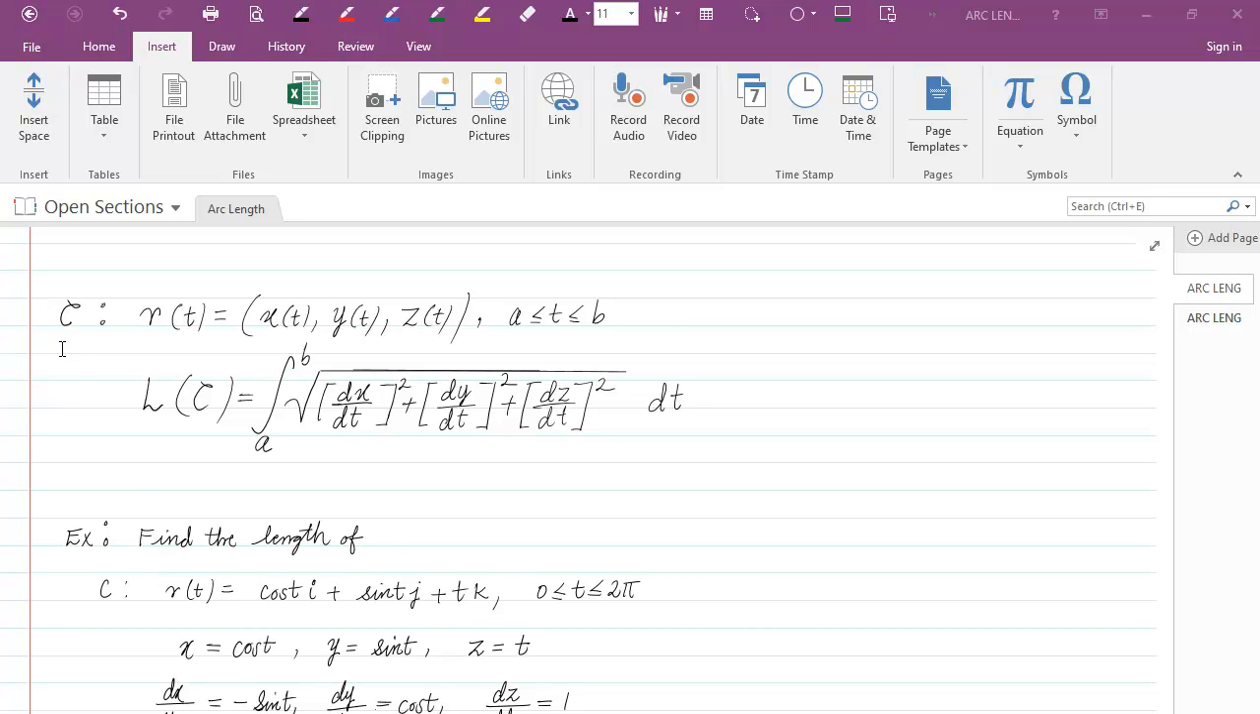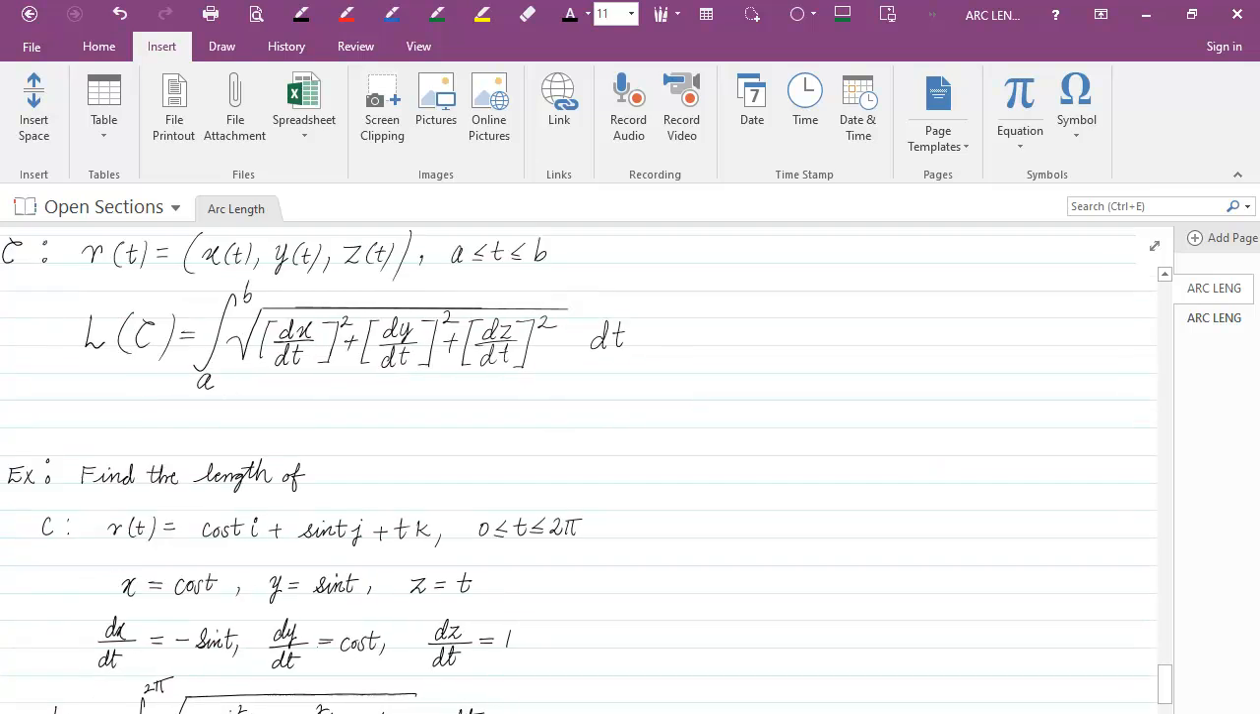Let C be a curve parameterized by the vector function r of t, which is equal to x of t, y of t, z of t, where t is between a and b. Then under proper assumptions, the length of the curve C is given by the integral from a to b of the square root of the quantity dx/dt squared plus dy/dt squared plus dz/dt squared.